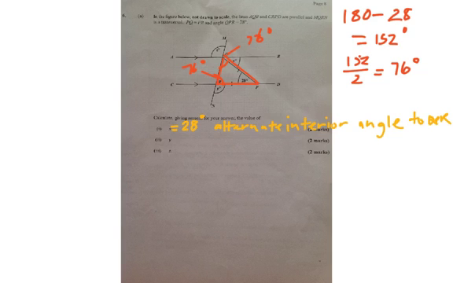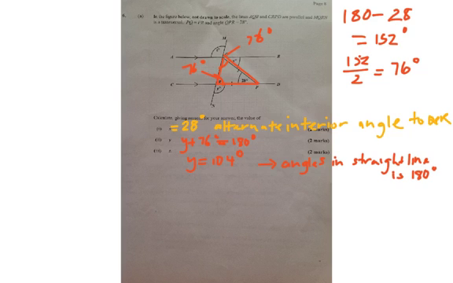Now, since angle Y lies on a straight line with angle PRQ, which is 76 degrees, that means that if I add Y plus 76 degrees, I should get 180 degrees because those angles are in a straight line. So therefore, Y is going to be equal to 180 degrees minus 76 degrees, which is 104 degrees. And your reason why is because angles in a straight line sum up to 180 degrees.